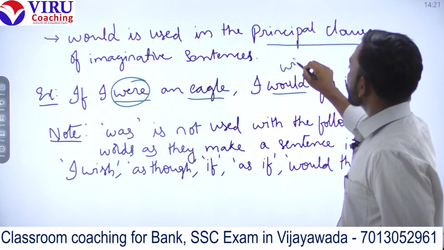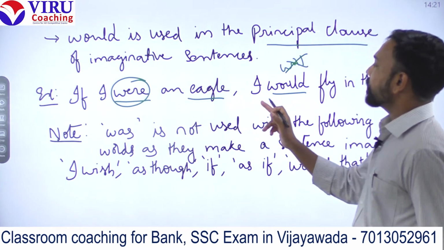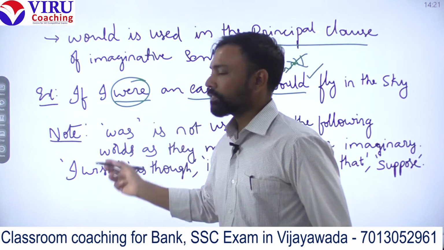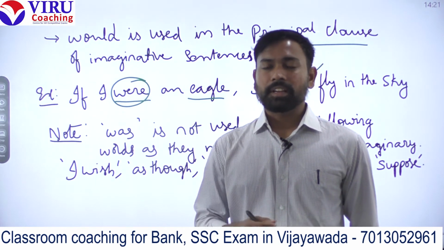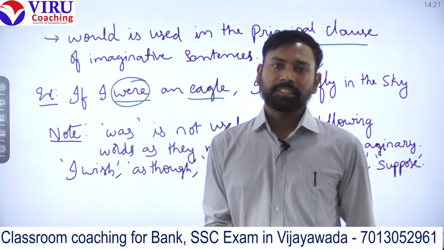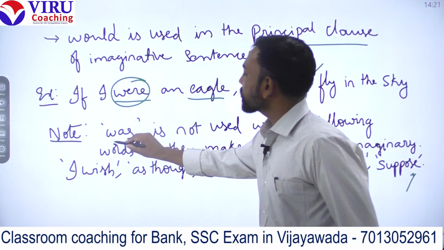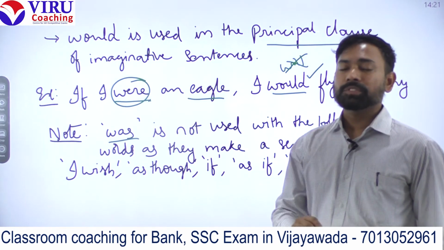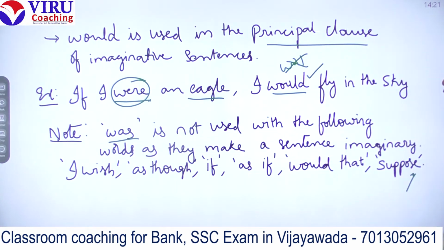Here, will is a wrong usage. Some students use will over here. Will would be a wrong usage. If I were an eagle, I would fly in the sky. Take another example. If I were a lion, I would rule the forest. If I were a lion, I would be the king of the forest. Alright? Let's see the most important note here. Was is not used. Even in this case also, was is not used. Was is not supposed to be used in imaginative sentences. Right? Was is not used with the following words as they make a sentence imaginary.